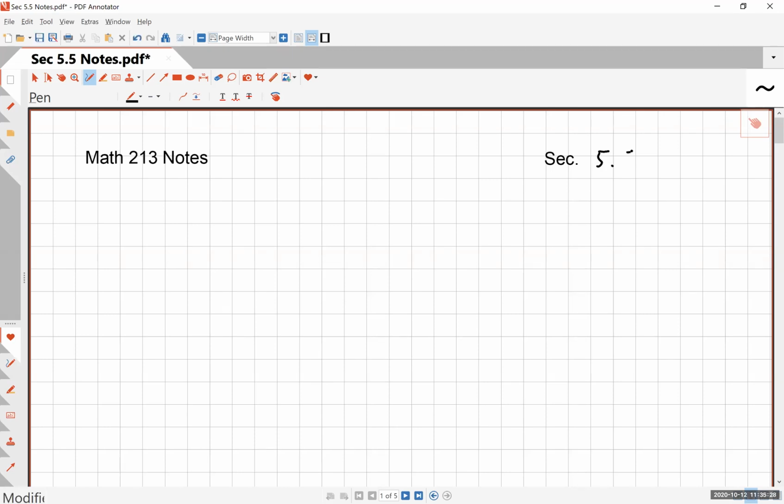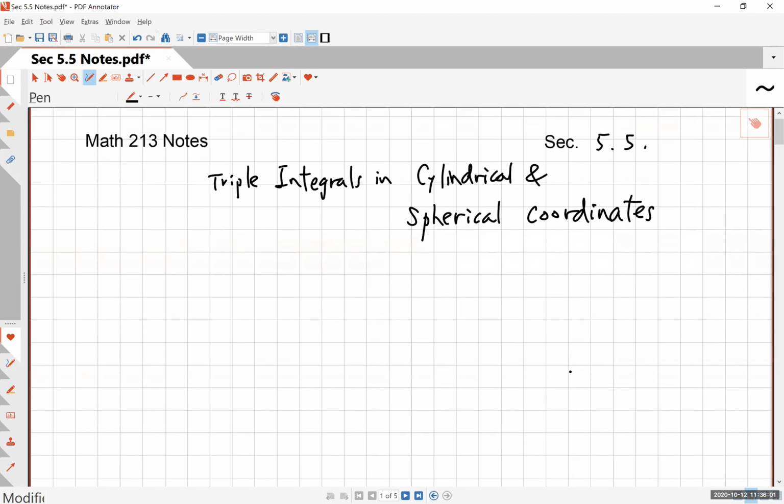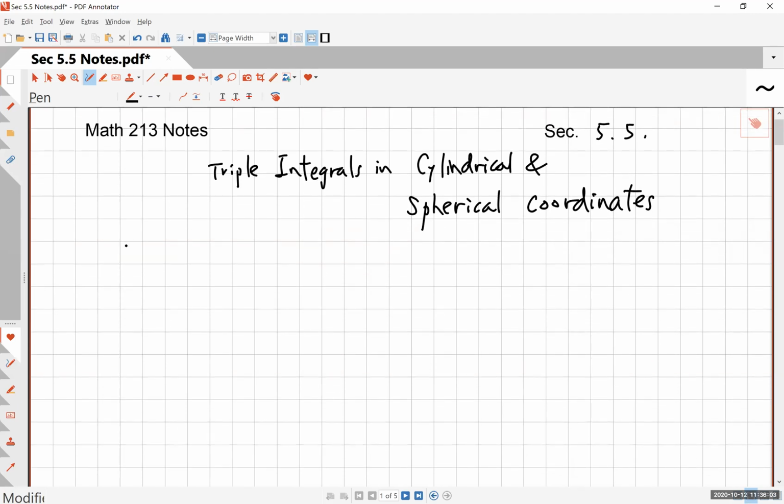All right, so this is section 5.5, all right? So triple integrals in spherical and cylindrical coordinate systems. All right, so let's do a little review. Okay, we're not going to spend a lot of time on this, right?